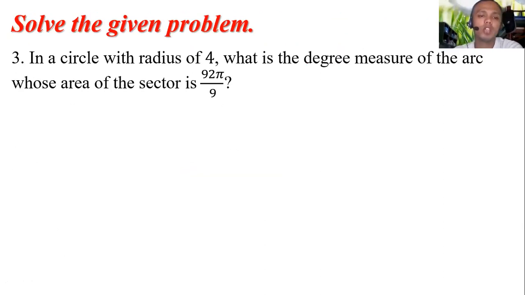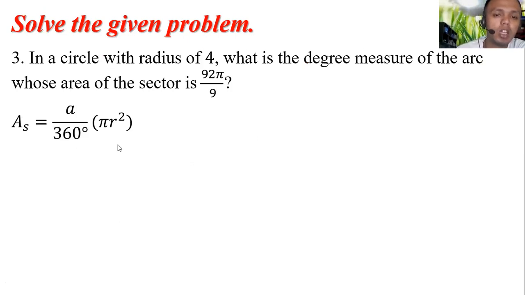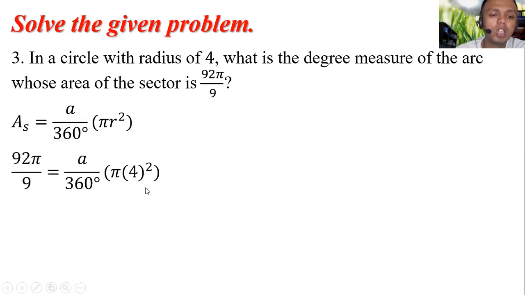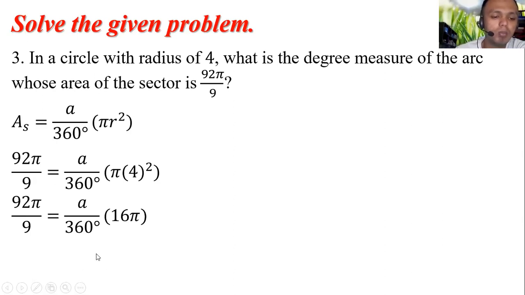Then for number 3, solve the given problem. In a circle with radius of 4, what is the degree measure of the arc whose area of the sector is 92 pi over 9? So, given the radius and the area of the sector, we will find the degree measure of the arc. Substitute the area of sector, 92 pi over 9, and the radius 4. 4 squared is 16, then A times 16 pi is 16 pi A.